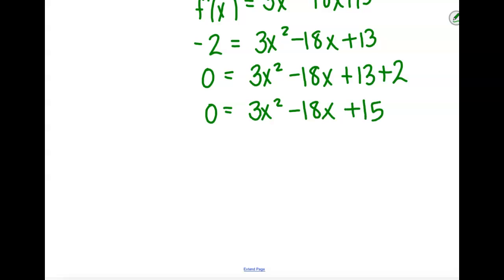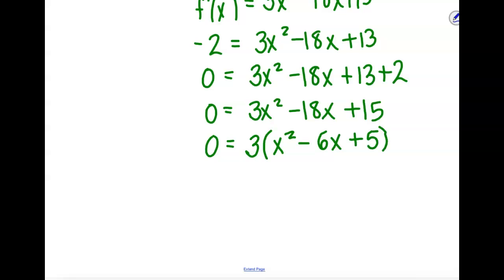So what we have is a quadratic equation. We want to find out what x is. So thinking back to our quadratics topics in Algebra 2, how we solve quadratic equations is factoring or quadratic formula. So this equation can be factored, so we're going to take out the GCF first, the greatest common factor. So the greatest common factor of all three of those terms is 3. So we're left with x squared minus 6x plus 5.